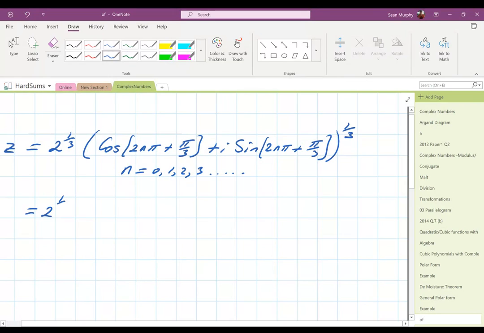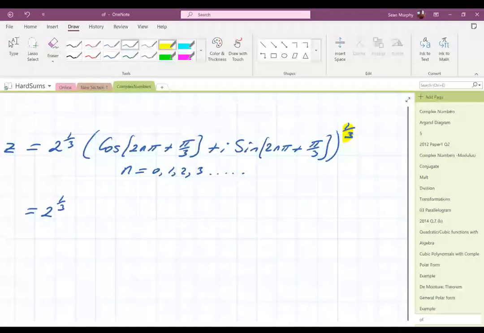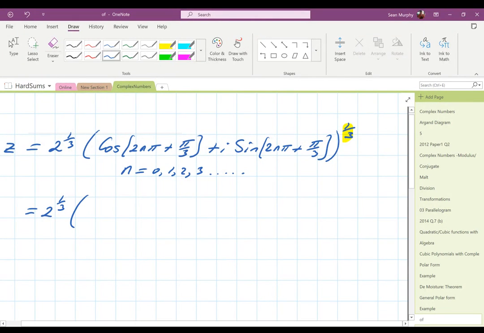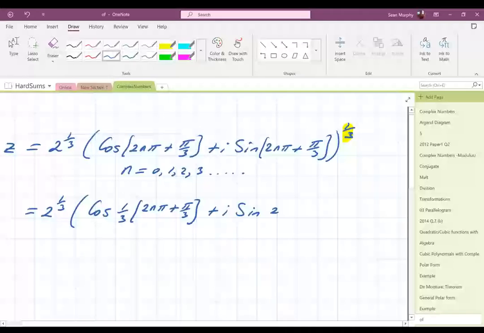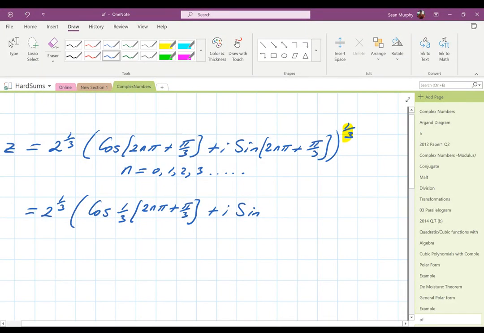So it's 2 to the power of a third. That power now comes down in front of the angle. So it's 2 to the power of a third times cos, and the third comes down in front now, of (2nπ + π/3), plus i sin, and the third is in front too, of (2nπ + π/3). We have to keep track of it all, so take your time with this step.